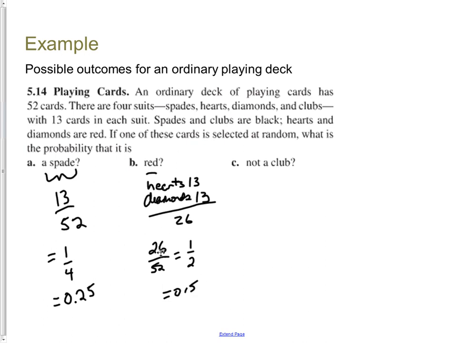So we see what's happening is that we're getting a fraction that represents the probability: the number of ways that a thing could happen divided by the number of possible outcomes that we could get.